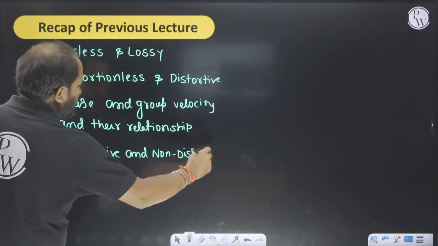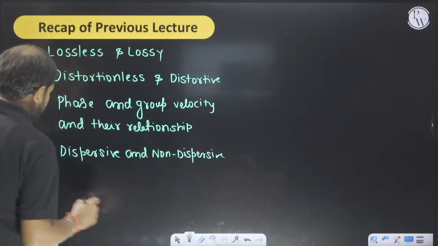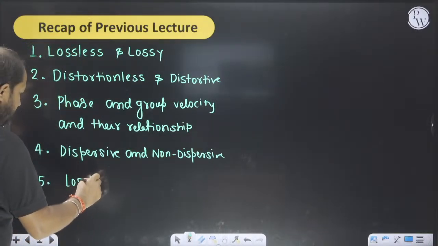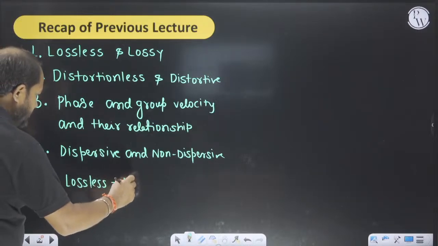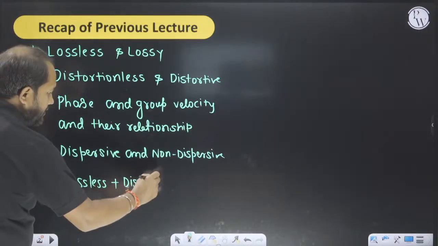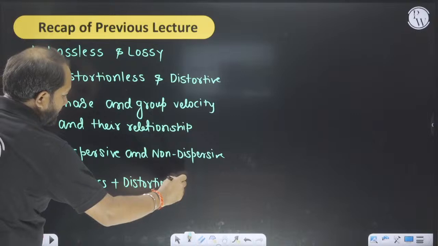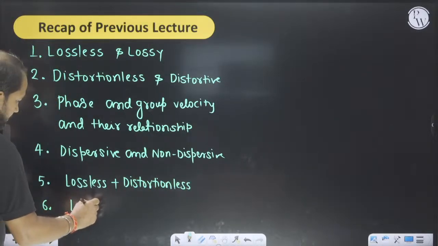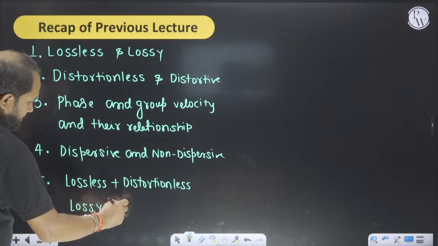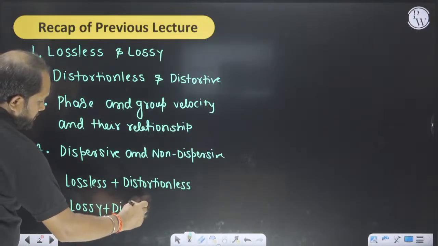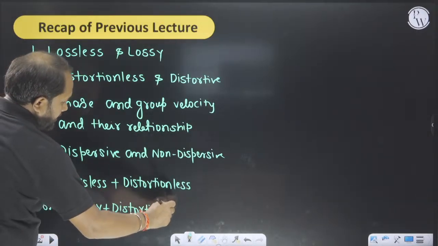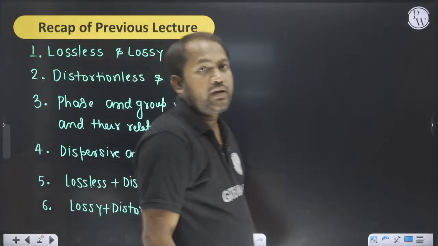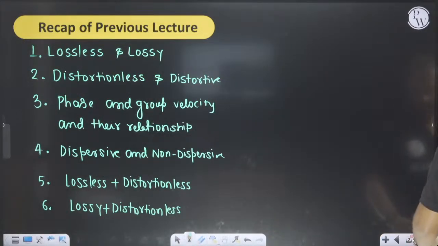And the fifth thing we have studied is lossless distortionless: lossless plus distortionless, and lossy plus distortionless. So all these things we have studied in the previous class.